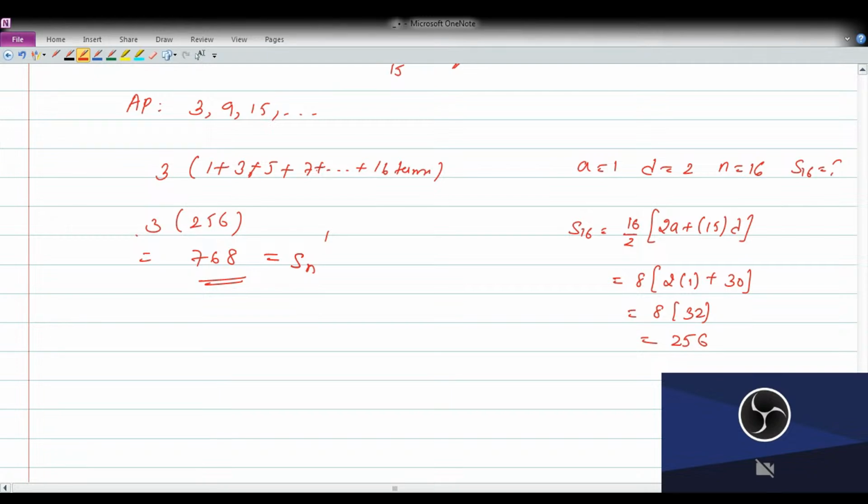This is the solution for question number 37. Now I am going on to question number 38, the last question of the part. After this I am going to end this live. So we have come to the last part. That is question number 38 from the chapter arithmetic progression.